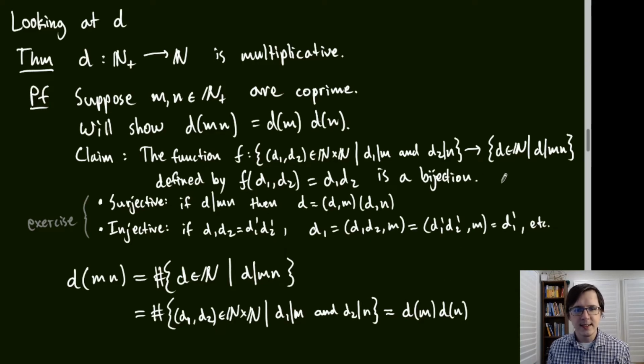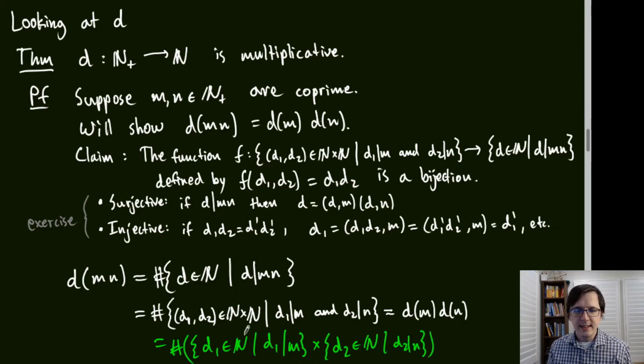Okay, so given this bijection, d of mn is the number of divisors of mn, but the cardinality of a set is equal to the cardinality of a set it's bijective to. So we can replace it like that. And then this set, we can actually write instead as the cardinality of the Cartesian product of the set of d1 where d1 divides m, and the other set with d2 dividing n. And then the cardinality of a Cartesian product is the product of the cardinalities, so that's what gives us that it's d of m times d of n.